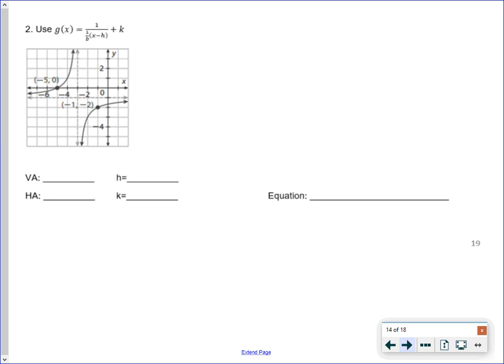For example 2, we're giving you the equation, or telling you to solve for the equation of this graph with the equation that has a b in it. So we're going to go about it the same way. We're going to find our asymptotes first.